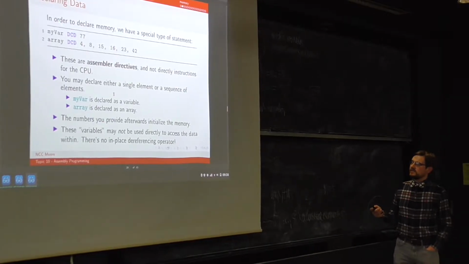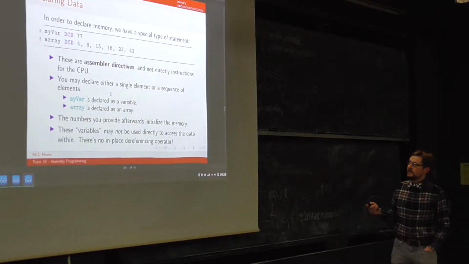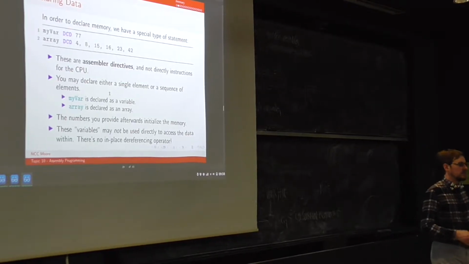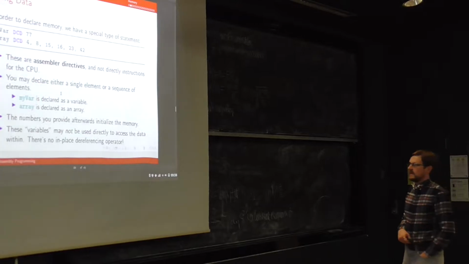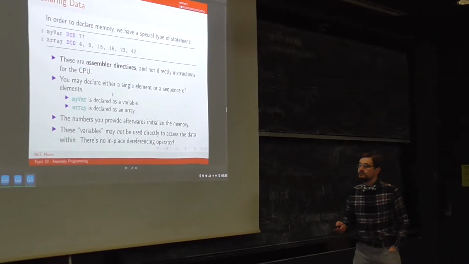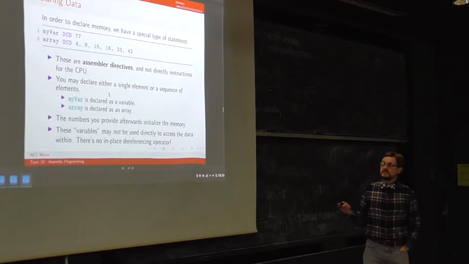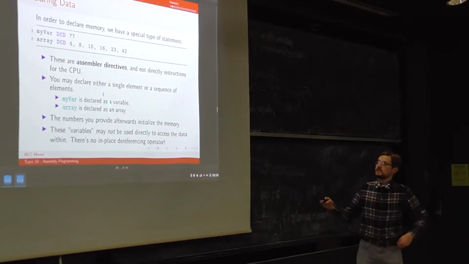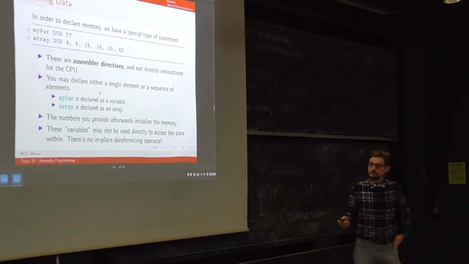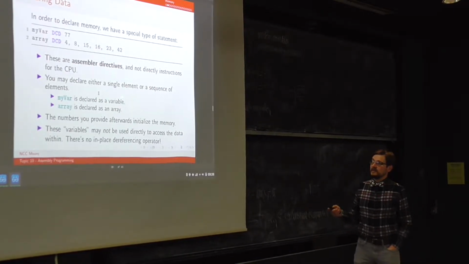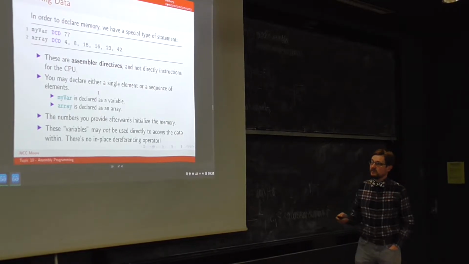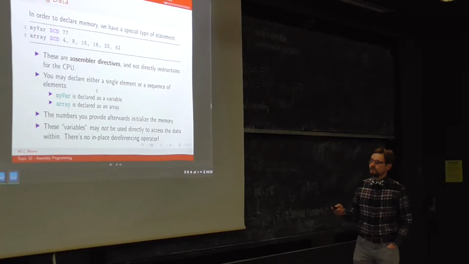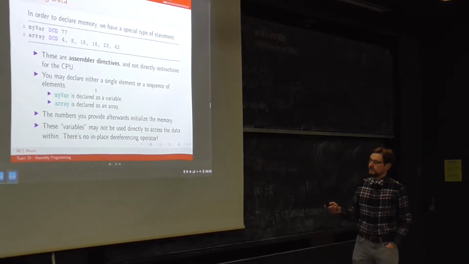These are assembler directives and are not directly instructions for the CPU. This is a directive which is set up. It's kind of in the same vein as a typedef, but basically you're just declaring some memory in the main memory unit and initializing it with the values given. So you may declare either a single element or a sequence of elements. My var is a declared variable. Array is a declared array. The numbers you provide afterwards initialize the memory.